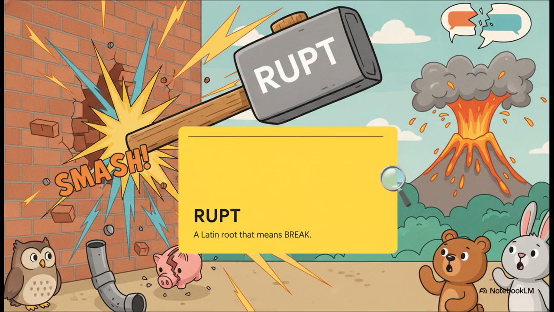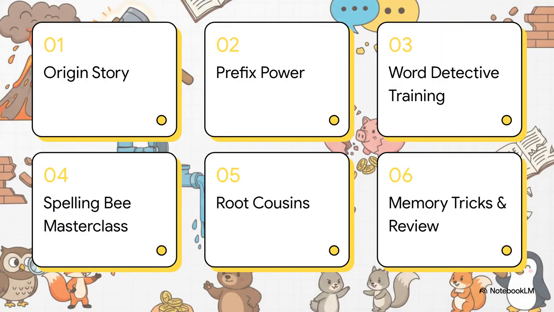This one tiny root is literally the key to unlocking dozens of complex words. And the best part? You'll never have to memorize a dictionary again. Okay, here is our roadmap for today's explainer. Number 1, the origin story. 2, prefix power. 3, word detective training. 4, a spelling bee masterclass. 5, root cousins. And finally 6, memory tricks and rapid review.